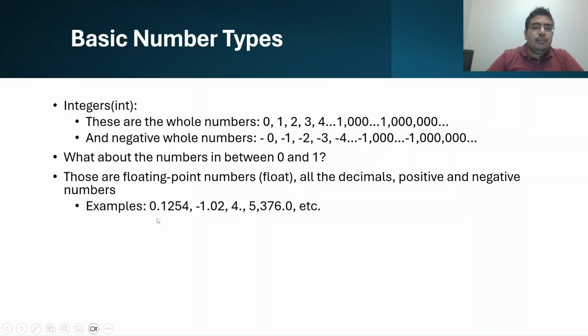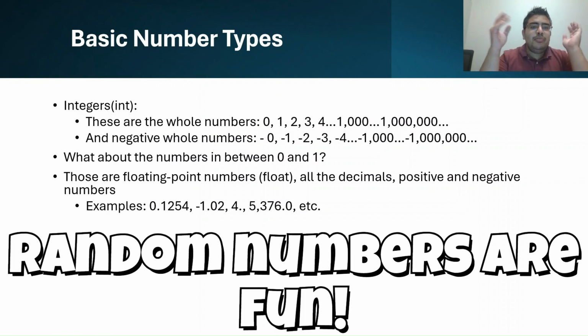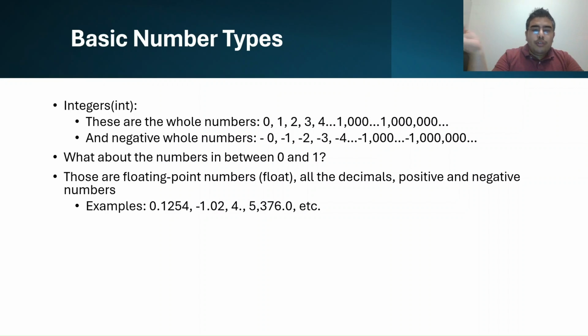These are some examples. 0.1254. I just came up with this random decimal. That's a floating point number. Negative 0.102. That's a floating point number. 4.4 with a decimal right here. You see? Oh, let's bring up the laser pointer. This point right here, that point, that means it's a float. That means it's a floating point number. 5,376.10, that's a float. So anything with a decimal point is a floating point.